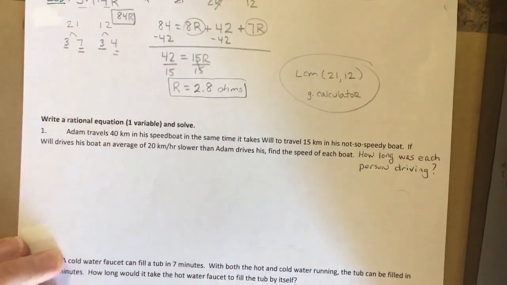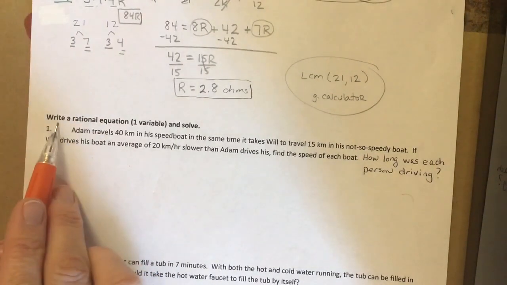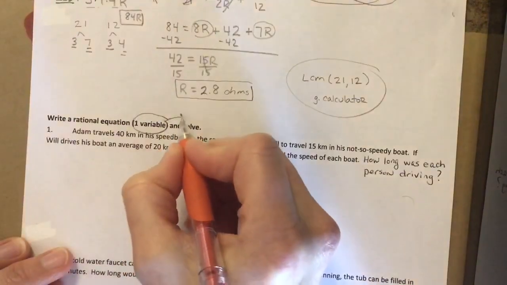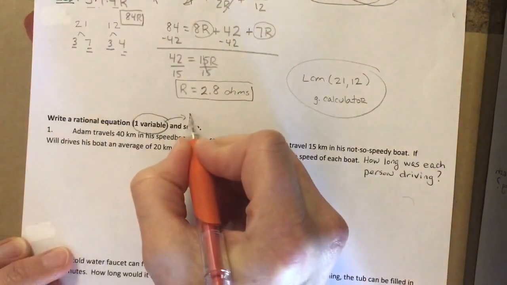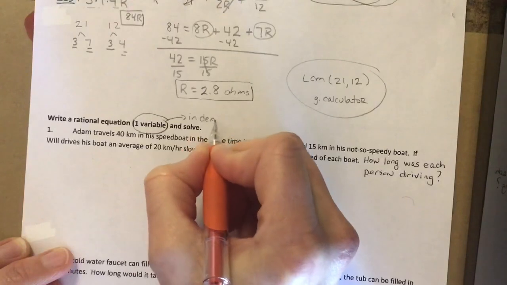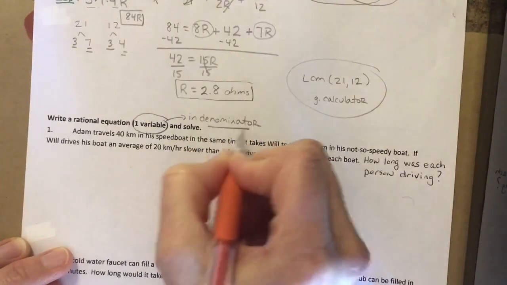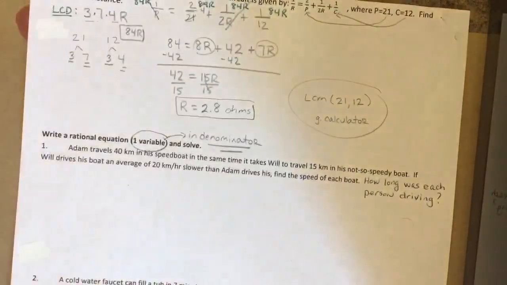You will not be given an equation, okay? The first thing you do is write the equation, all right? There'll be only one variable, okay? And just think this. When it's a rational equation, the variable will be in the denominator. It has to be. Like here, our r was in the denominator, all right? So we're going to read these.